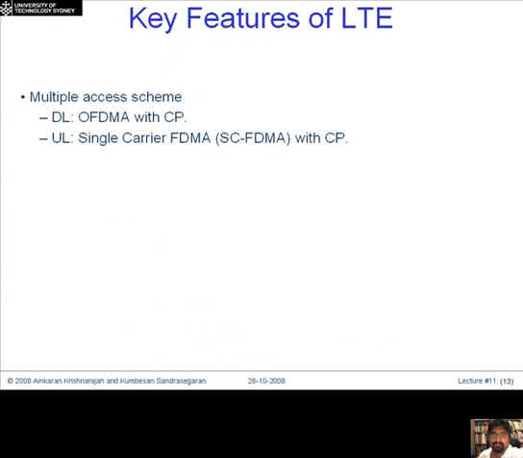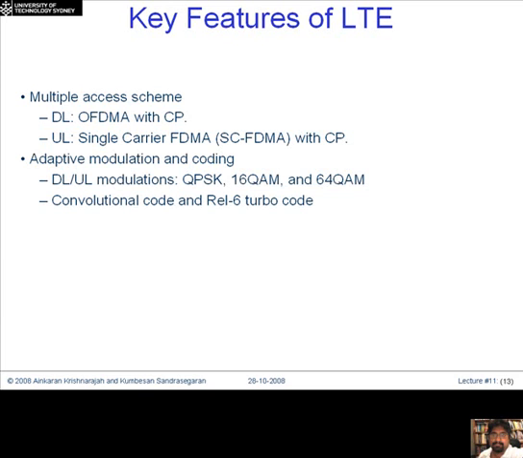Now, one of the things about LTE, which is quite different from the existing mobile systems, is that it uses a different multiple access scheme on the downlink and uplink. On the downlink, it uses something called OFDMA, and on the uplink, it uses single carrier FDMA or SC-FDMA. And in both of them, something called a cyclic prefix or CP is added to minimize the effect of the transmission medium.